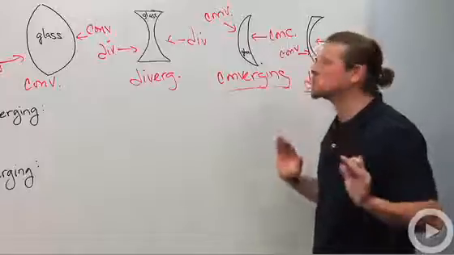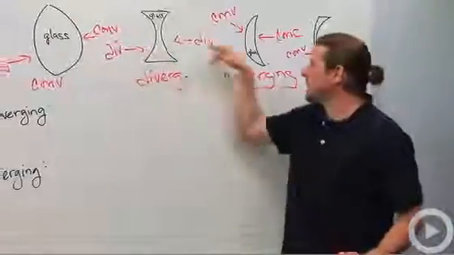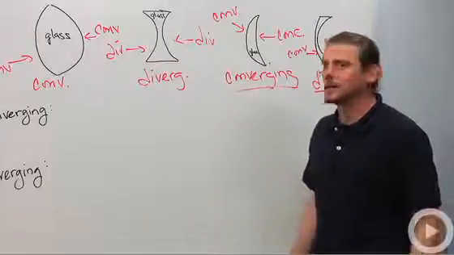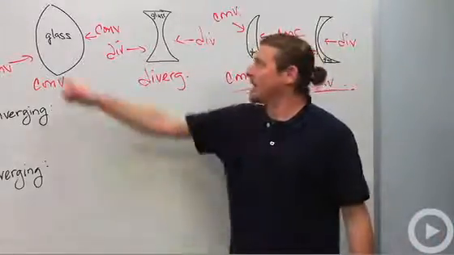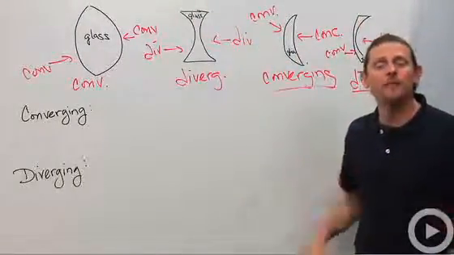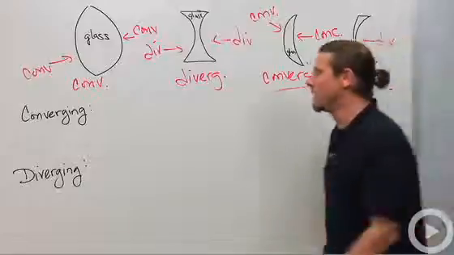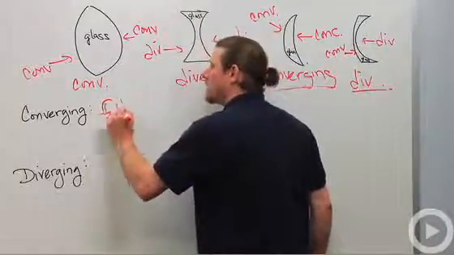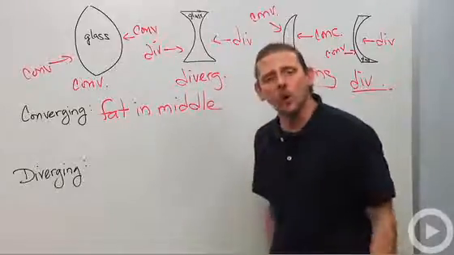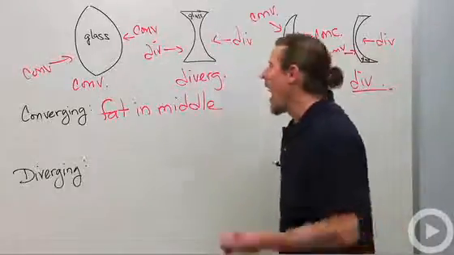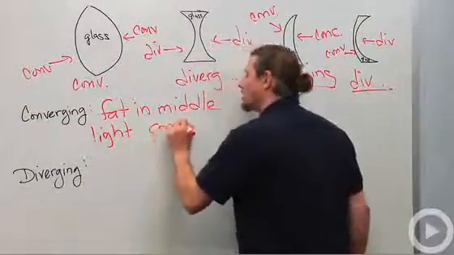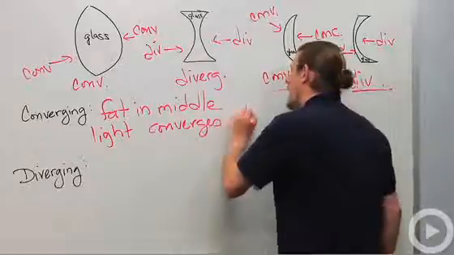Now, it's really easy once we've seen these examples to do one in general. All we need to ask is, is it converging or diverging? Well, is it fat in the middle or thin in the middle? If it's fat in the middle, then it will be a converging lens. And what that will mean is that light converges at the focus.